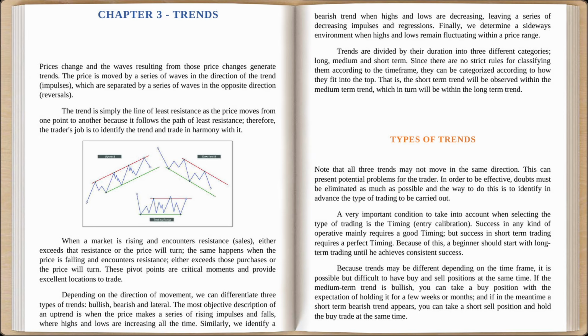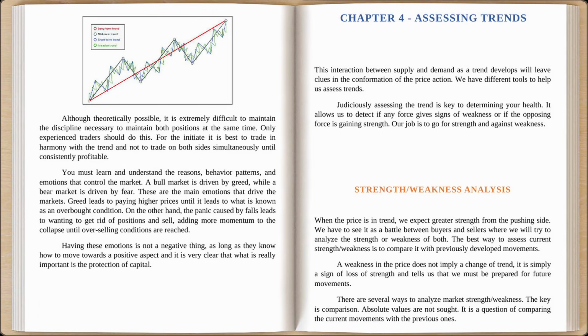Because trends may be different depending on the time frame, it is possible but difficult to have buy and sell positions at the same time. If the medium-term trend is bullish, you can take a buy position with the expectation of holding it for a few weeks or months. And if in the meantime a short-term bearish trend appears, you can take a short sell position and hold the buy trade at the same time. Although theoretically possible, it is extremely difficult to maintain the discipline necessary to maintain both positions at the same time. Only experienced traders should do this.